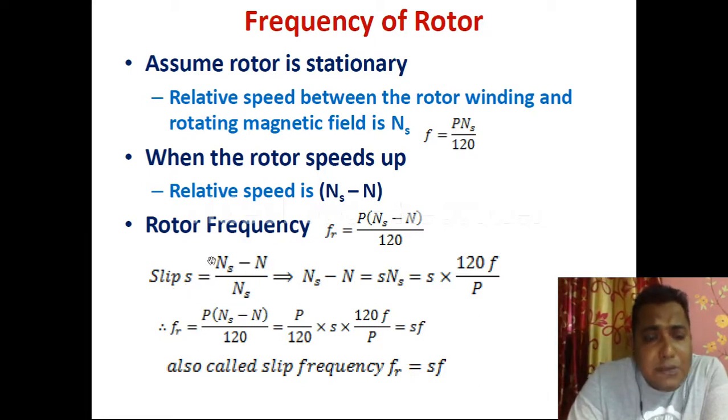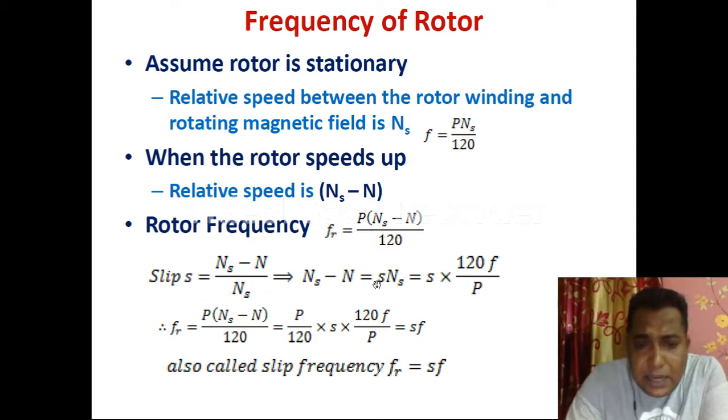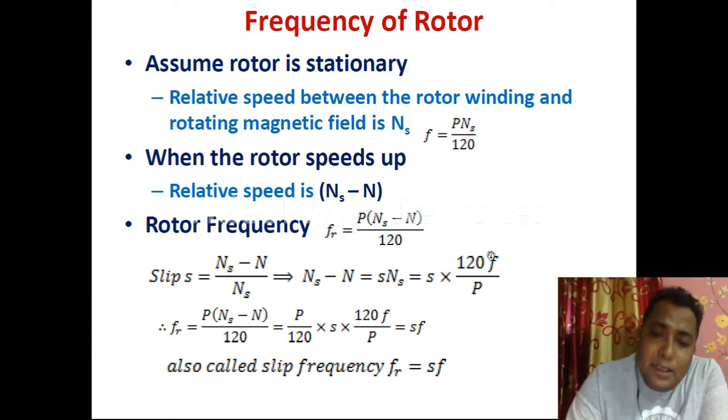So what is ns minus n? This ns will be multiplied with this s. So ns minus n is equal to s into ns. And again, what is ns? Ns is equal to 120 f by p. So we have plotted that value over there.